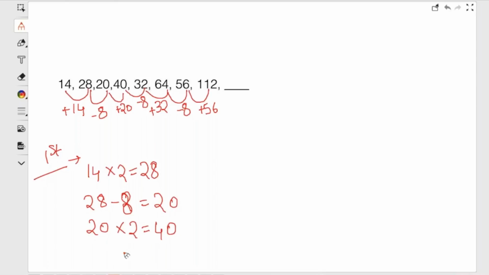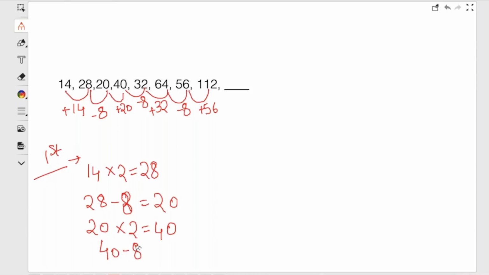So what we are doing in this series is first number we double it to get the next number. Then we subtract 8 to get the third number. Then again the third number is being doubled to get the fourth number. And how do we get the fifth number now? By subtracting 8 from the fourth number.